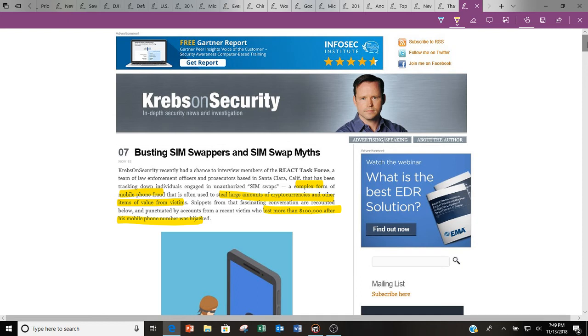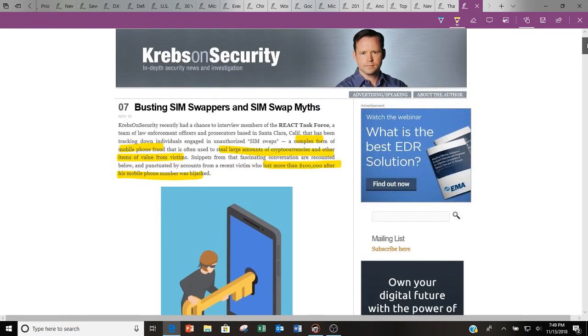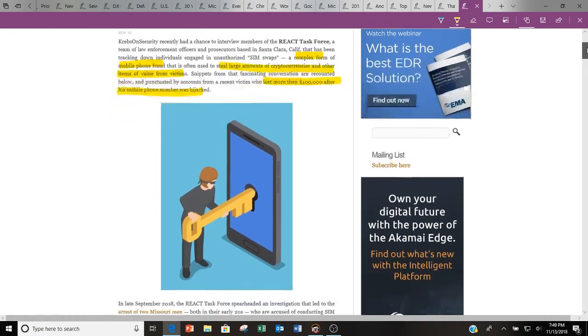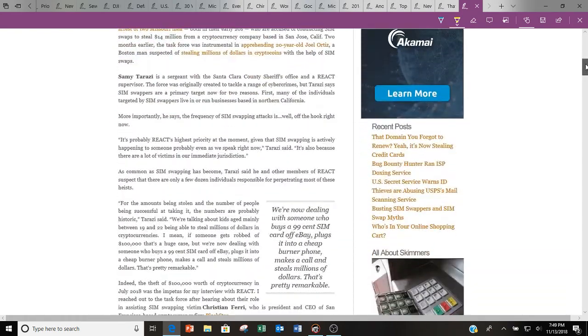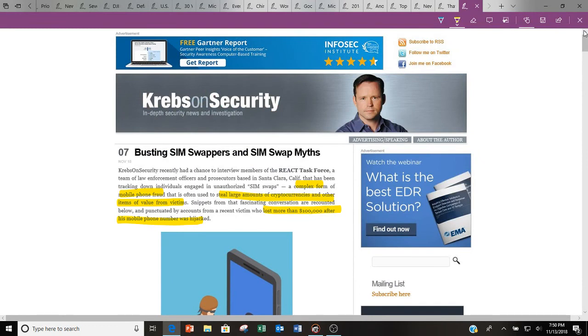And a recent one, I can't see the name of the state, resulted in a $100,000 loss of funds. So SIM swap attacks are relatively new. It's starting to get some press. I am by no means an expert on it, but I am going to be keeping my eye on it.